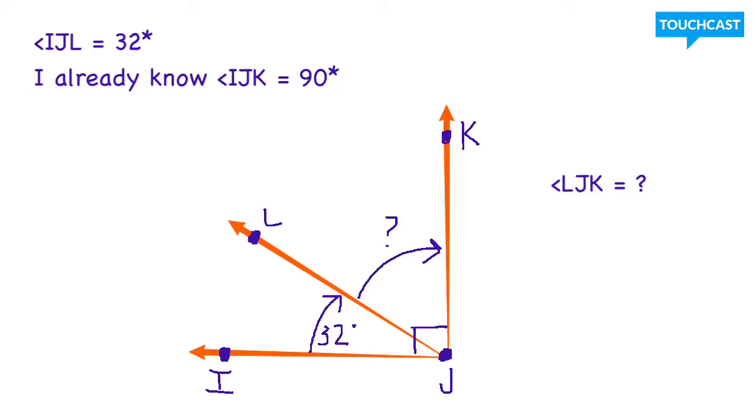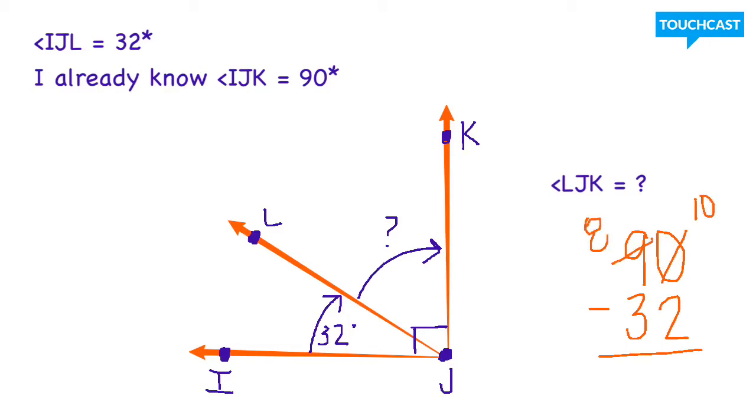So I'm going to take my 90 degrees, and I knew that just because I saw the evidence that this was a 90-degree angle, and I'm going to subtract 32 degrees from it. And I have to borrow. 10 take away 2 is going to be 8. 8 take away 3 is going to be 5. So that tells me that angle LJK is going to be 58 degrees.